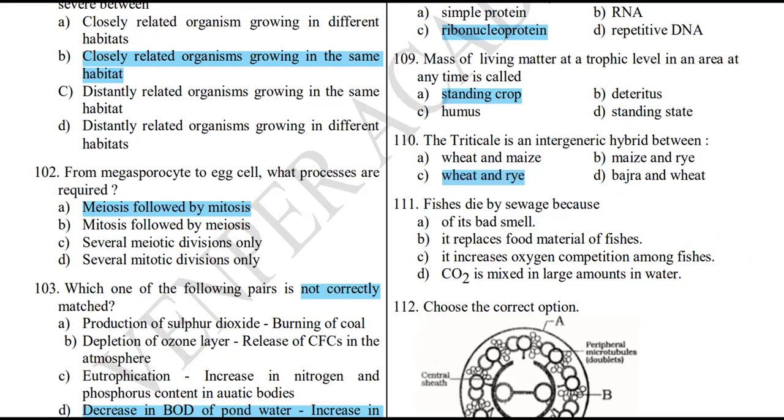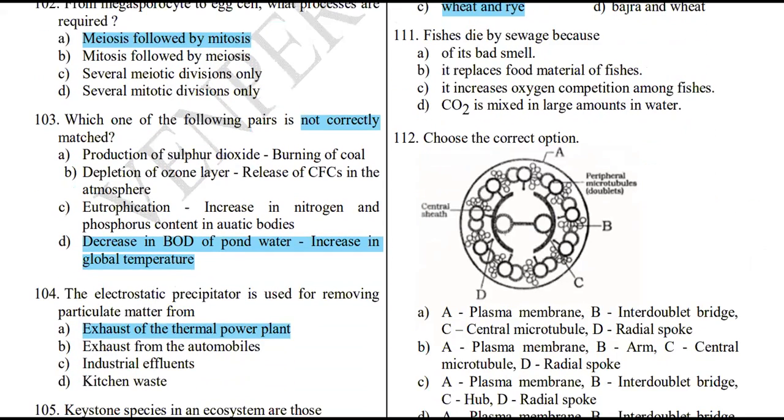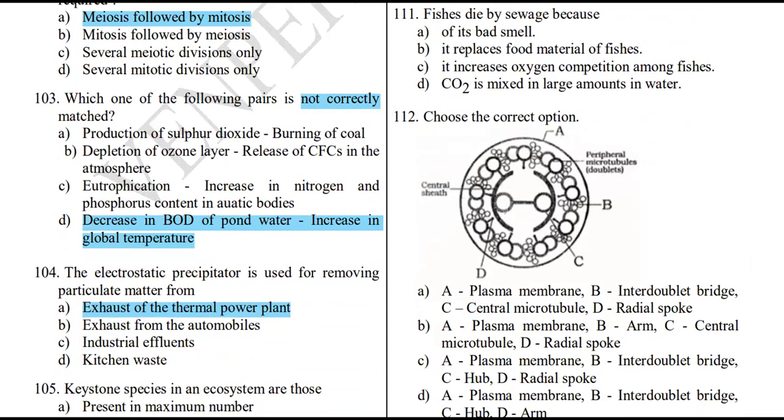Okay, yes. The next question. Fishes die by sewage. Okay, there's a pond and a lot of sewage has come. Many fishes usually die. Why? Is it because of the bad smell? No, it's a wrong statement. Is it because they replace the food material of the fishes? No, it's not the same case. What exactly happened? I told you previously.